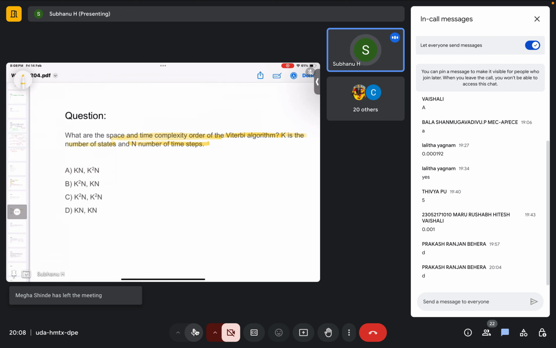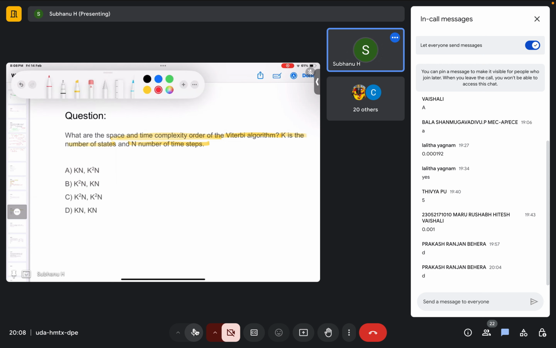Okay. So how do we calculate it? What is given to us? Let's solve this. How do we analyze this time complexity? We are given that k is the number of states in our hidden Markov model, and n is the number of timestamps, or you can say that n is the length of the observation sequence. So this is given.